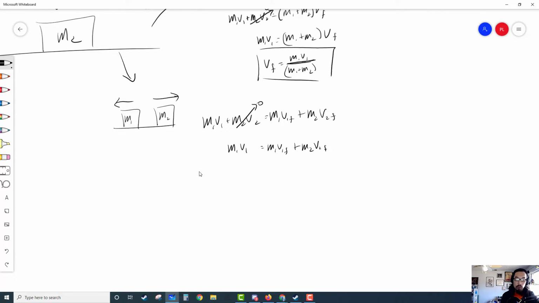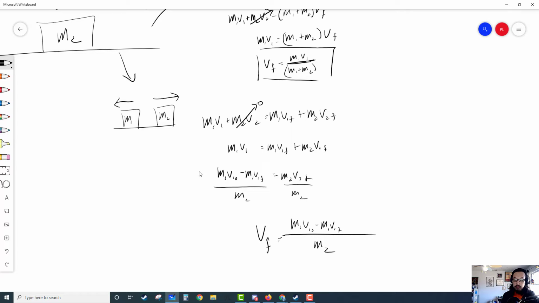I'm going to move m1 v1 final to the other side, so we get m1 v1 initial, just to be clear, minus m1 v1 final is equal to m2 v2 final. I'm going to divide both sides by m2, and so we get our final answer: vf is equal to m1 v1 initial minus m1 v1 final, all divided by m2.